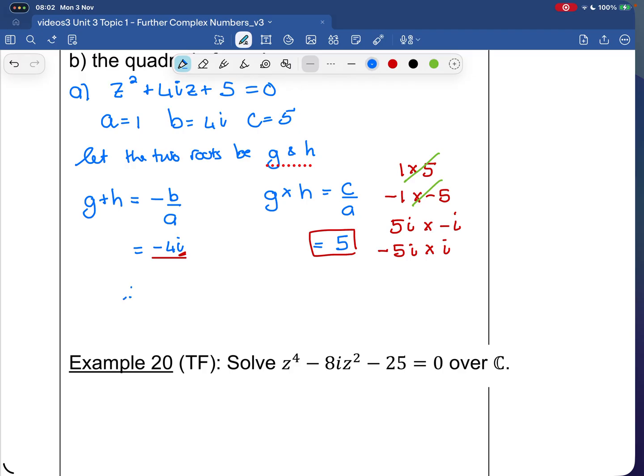So therefore, by inspection, my one root is going to be negative 5i, and my other root is going to be i.